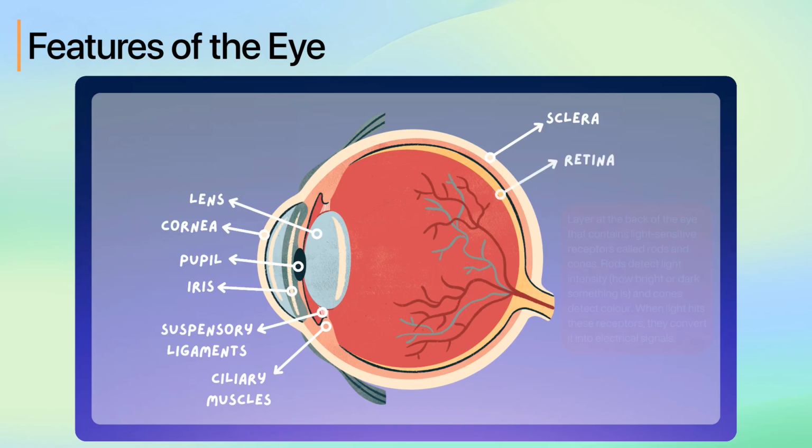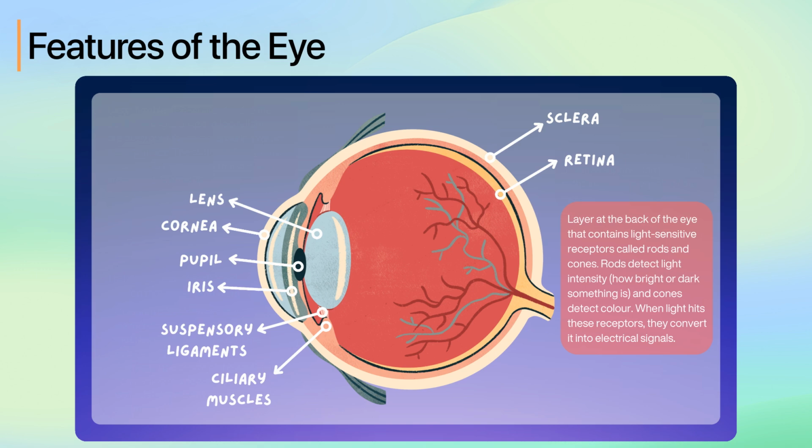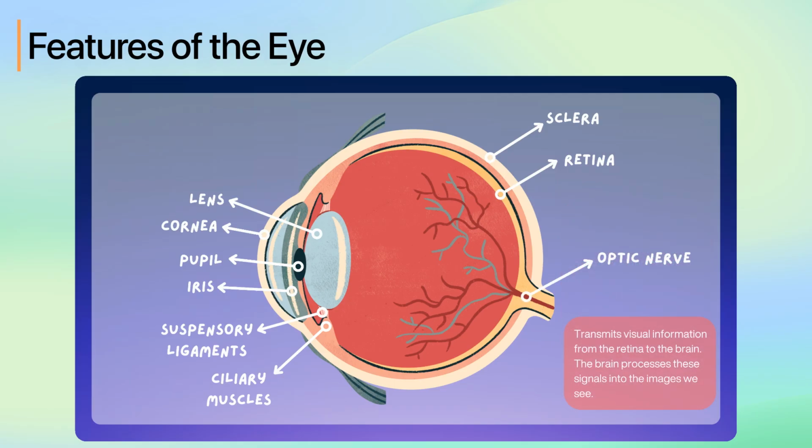The retina is a layer at the back of the eye that contains light-sensitive receptors called rods and cones. Rods detect light intensity, how bright or dark something is, and cones detect color. When light hits these receptors, they convert it into electrical signals. The optic nerve transmits visual information from the retina to the brain. The brain processes these signals into the images we see.